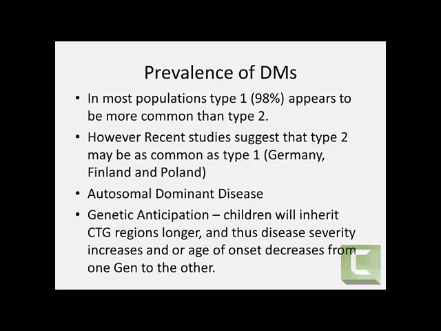In terms of inheritance, myotonic dystrophy is an autosomal dominant disorder, so there is a 50% chance of inheriting the mutant gene from a parent, and thus the disorder, be it type 1 or type 2. The phenomenon known as genetic anticipation takes place within myotonic dystrophy type 1, so future progeny who inherit the mutant allele will also inherit one with expanded repeat regions, and thus the pathology of the disease can be seen earlier in life and more severe compared to their parents.